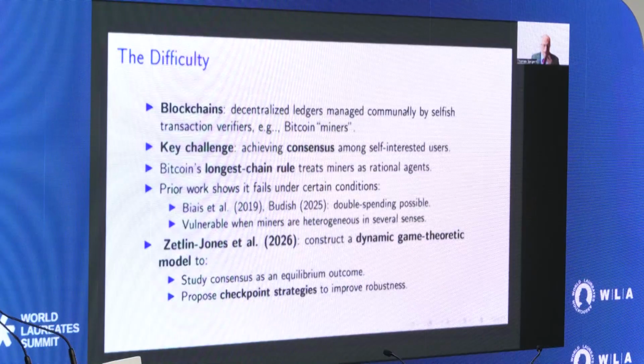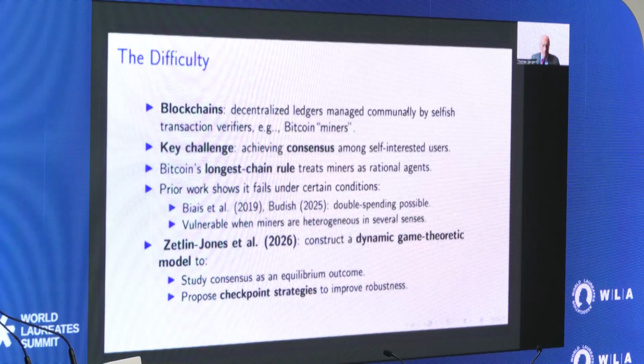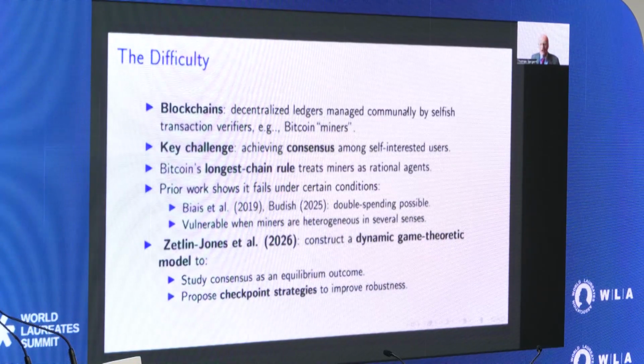So what this paper by Zetland Jones and a Carnegie Mellon team did, they constructed a dynamic game theory meta model. They study consensus as an equilibrium outcome. It's basically a Nash equilibrium of a dynamic game. And then they're actually going to change the game. That's the way I think of it. They're going to propose these things called checkpoint strategies, and they argue that these are better.